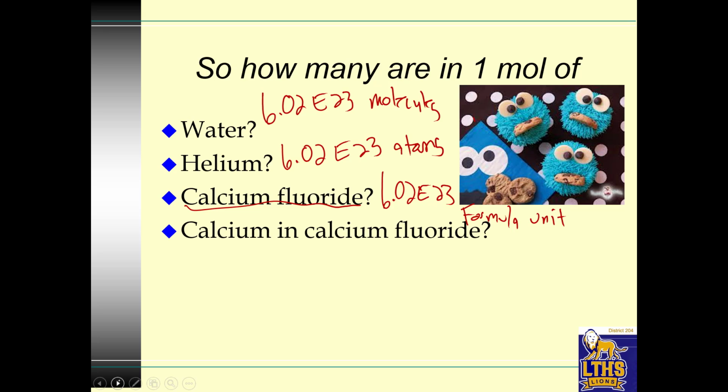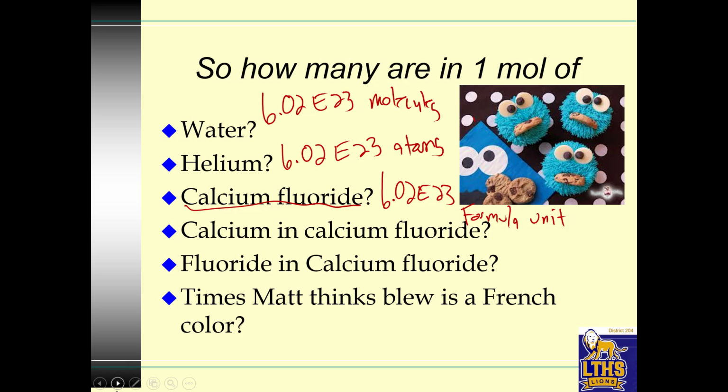How many calciums are in calcium fluoride? I didn't want to do that one, so I'll skip it. How many times does Matt think blue is a French color? Well, that's at least twice.